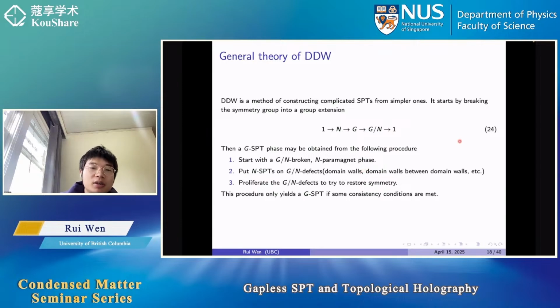It starts by breaking the symmetry group into a group extension. So we have a symmetry group G, and if we can write this as an extension of G over N by N, then we can obtain a gSPT phase from the following procedure. We start with the G over N broken and N paramagnetic phase, and we put some N SPTs on G over N defects, which include domain walls and domain walls between domain walls, etc. Right? Like defects of all possible codimensions. And then we proliferate the G over N defects to try to restore the symmetry. Right? But this may not always succeed. So this procedure only yields a gSPT if some consistency conditions are met.